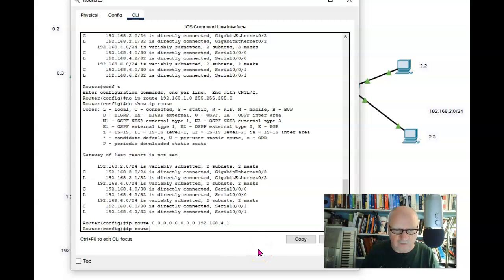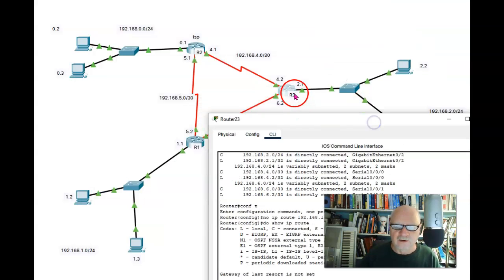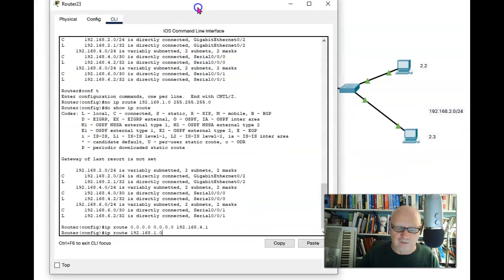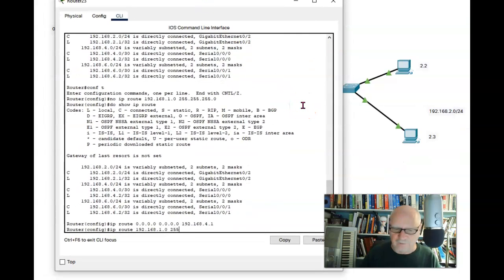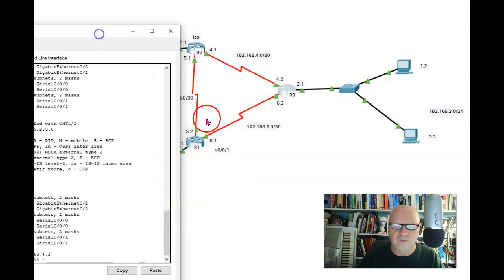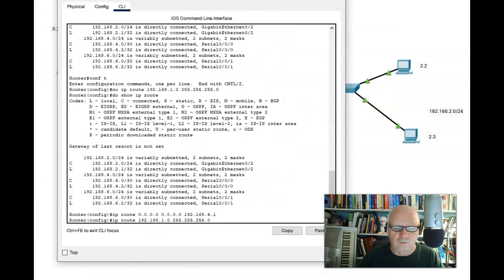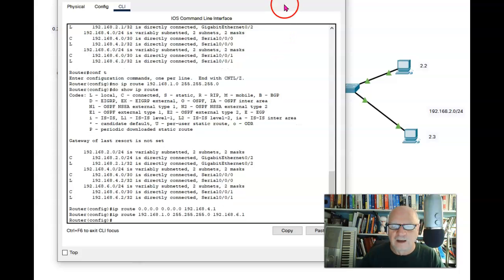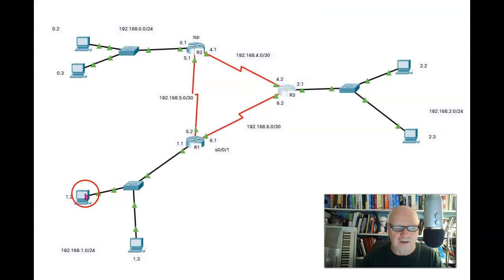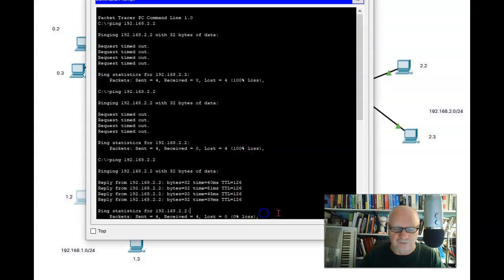IP route 192.168.1.0. So I'm setting on R3 to get to this network down here. 255.255.255.0. And I'm going to tell it, if you're going to that network, send it to 6.1. 192.168.6.1. All right, let's try our ping again now and see what happens.